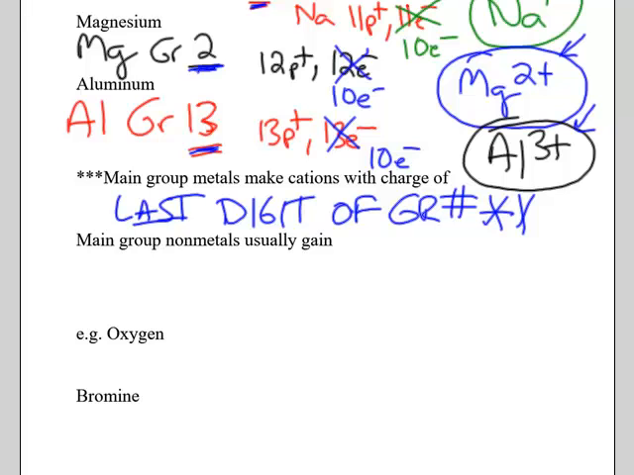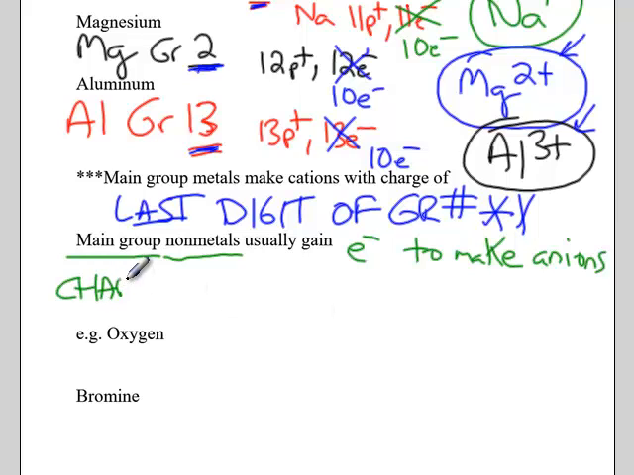Next, we're going to switch and look at nonmetals. Remember, all nonmetals fall in the main group area, so instead of losing electrons like the metals do, nonmetals are going to usually gain electrons, and when they gain an electron, remember they make anions, and the charge of the anion we can also get from the periodic table.